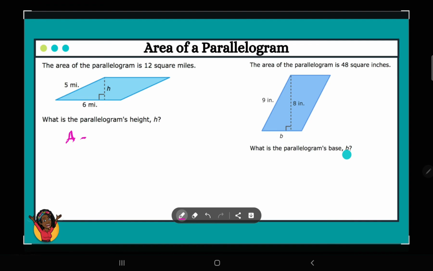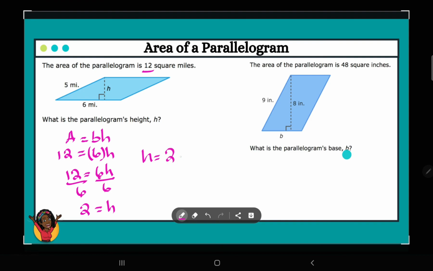So let's go ahead and write out our formula. A equals base times height, where the area here is 12. So I'm going to substitute that in for A. My base is 6 and my height is the letter H. So now I have 12 is equal to 6H, and I can use my understanding of solving algebraic equations to divide both sides by 6 and find that my height is 2. Now, because we're not calculating the area, this would be 2 miles, because we already have our area here, which is measured in square miles.